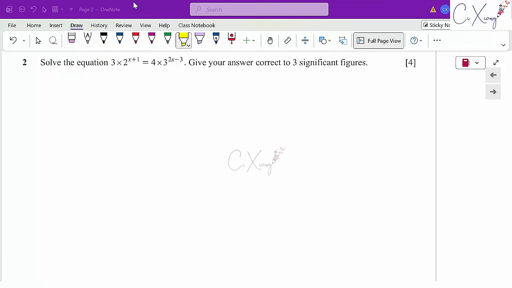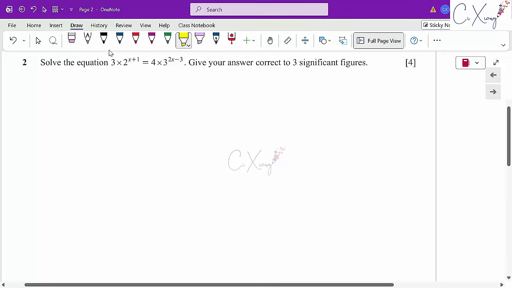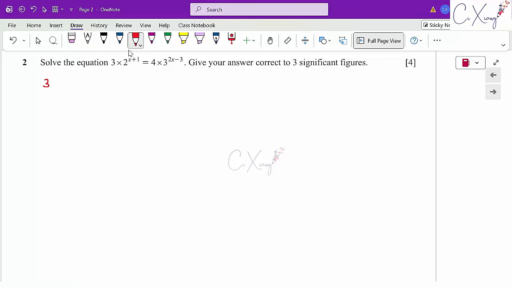Right, and so we are now at question number 2. They want us to solve this equation. Give your correct answer to 3 significant figures. This equation involves indices, right? So let's write out the equation first, and we need to use some properties of indices to solve this question. First of all, we are having this first index here, x power x, 2 power x plus 1.